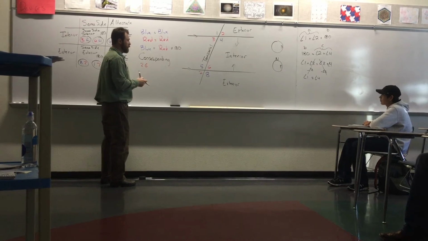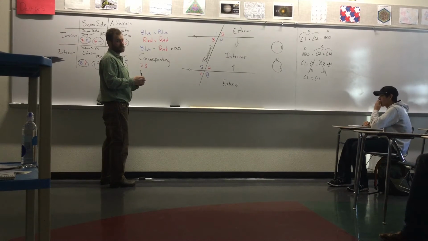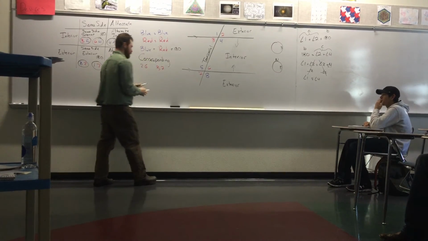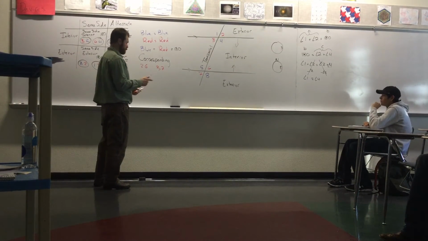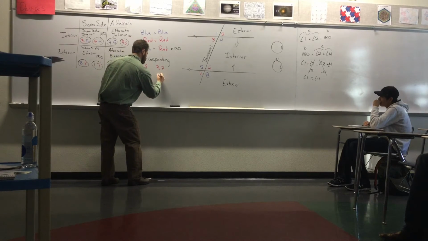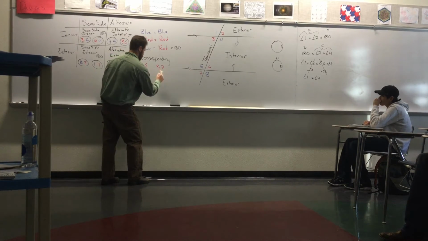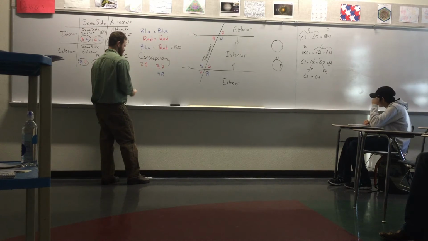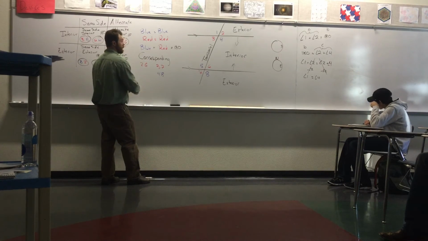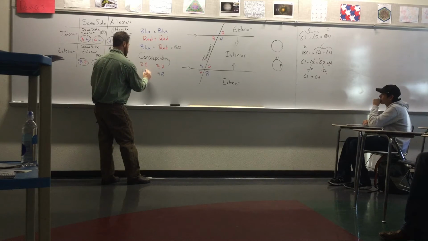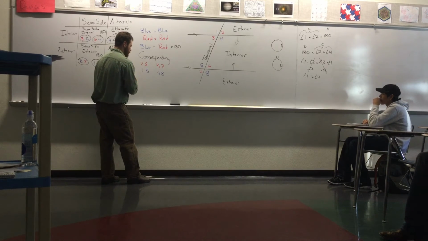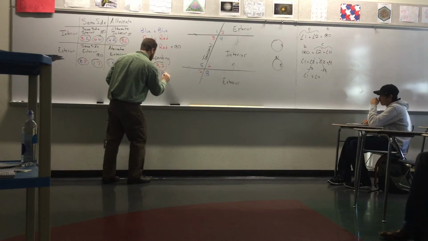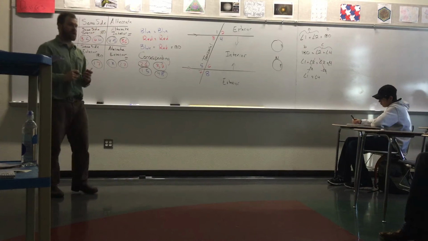Can anybody pick out another red pair that corresponds? 7 and 3. Okay, how about some blue pairs? 4 and 8. And last one, 1 and 5. So those are our corresponding angles. And those are all of the different pairs that we will talk about.